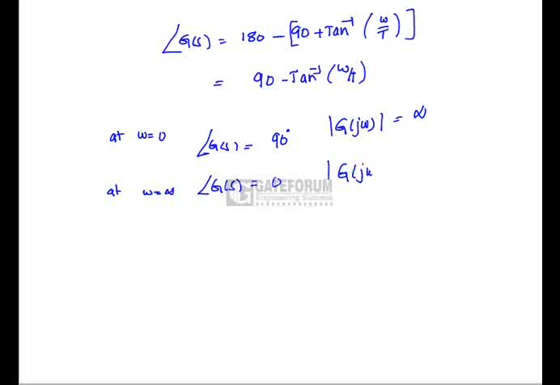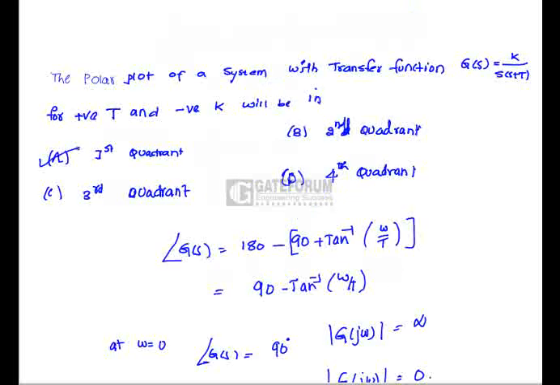At omega tends to infinite, its magnitude is 0. Means if we plot these boundary conditions in the quadrant, it looks like this. The polar plot looks like this. That is omega equals to 0. This is omega is infinite. Means the polar plot completely falls in first quadrant, that is option A is correct.